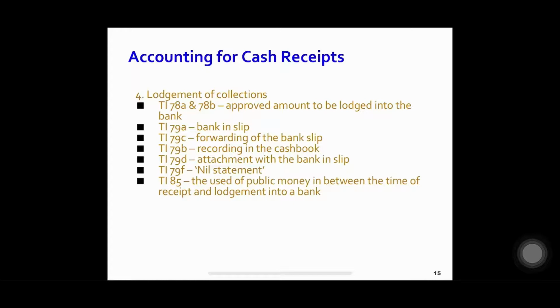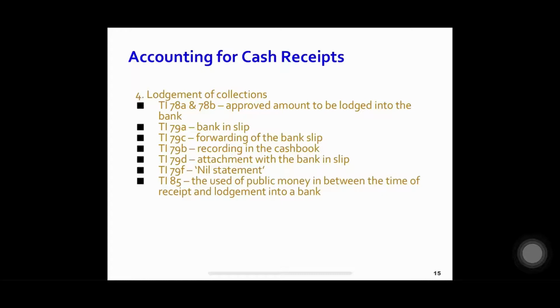Every amount of bank slip forwarded must be accompanied by a collector's statement and acknowledged by an official receipt. However, if no collection is made in any specific accounting period, then a nil statement shall be submitted. In essence, no public money can be used either in advance or as a loan between the time of receipt and the time of lodgement into the bank.